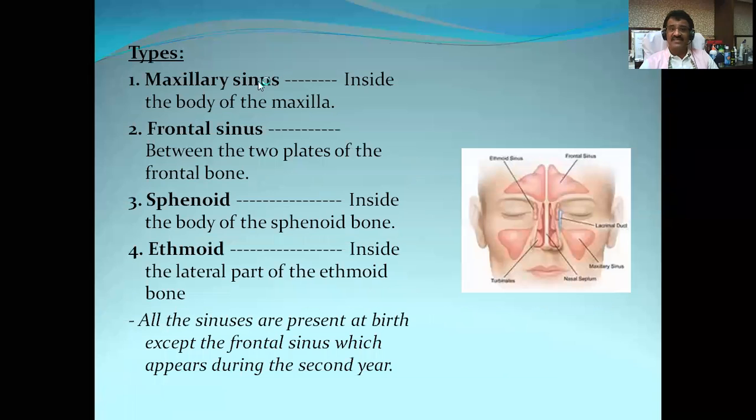And they are the maxillary sinus, frontal sinus, sphenoid sinus, and ethmoid sinus. The maxillary sinus is present inside the maxillary bone or maxilla. Frontal sinus is present between the 2 plates of the frontal bone. Sphenoid sinus is present in the body of the sphenoid bone, and ethmoid sinus inside the lateral part of the ethmoid bone. And there are 3 components. Ethmoid is in 3 components: anterior, middle, and posterior. That is why we get 6 openings. And here you can see all those paranasal air sinuses which are opening into the lateral wall of the nose.